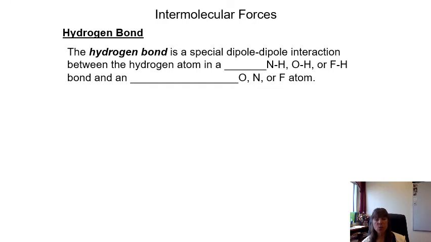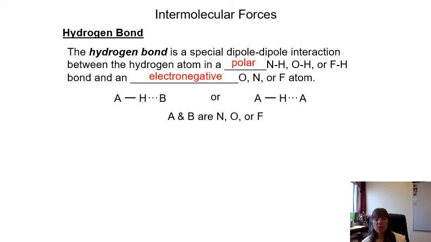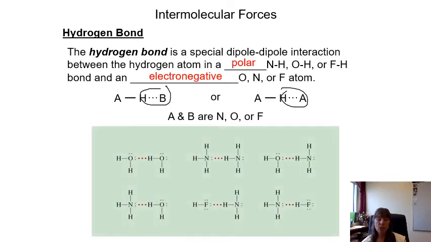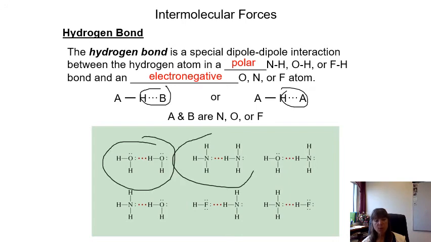Hydrogen bonding is another type of intermolecular force that takes place between a hydrogen that's attached to a nitrogen, oxygen, or a fluorine, and another atom in another molecule. A lot of times you'll see this as dotted lines, and those dotted lines mean intermolecular hydrogen bonds. And the most common hydrogen bonding that you would see is between water molecules or between ammonia molecules.